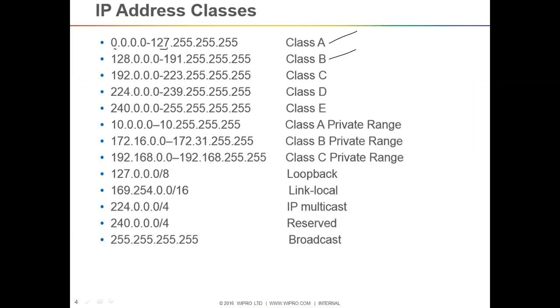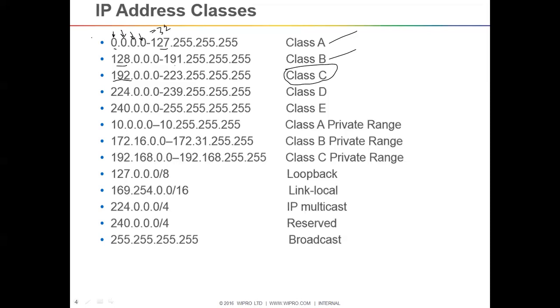Class A starts from 1 to 127, then class B, and class C. So far in our lab we were using this, because the first octet represents which class it is. If the first octet starts from 129, then that is a class B IP address. This is the first octet, second octet, third octet, and fourth octet. Our IP address is divided into 4 octets, 8 bits each, 8 plus 8 plus 8 plus 8 equals 32 bits. So this is the IPv4 range.